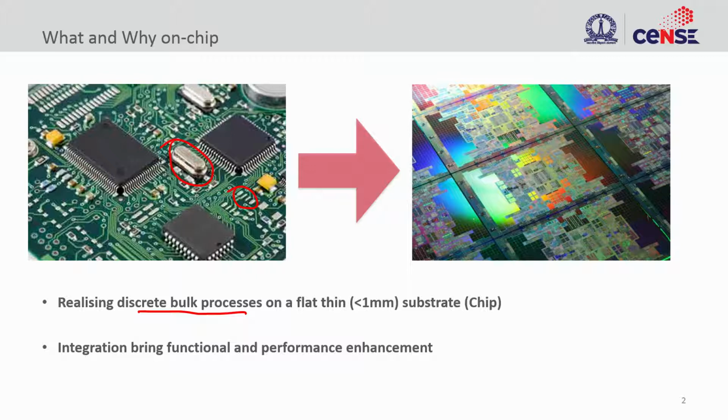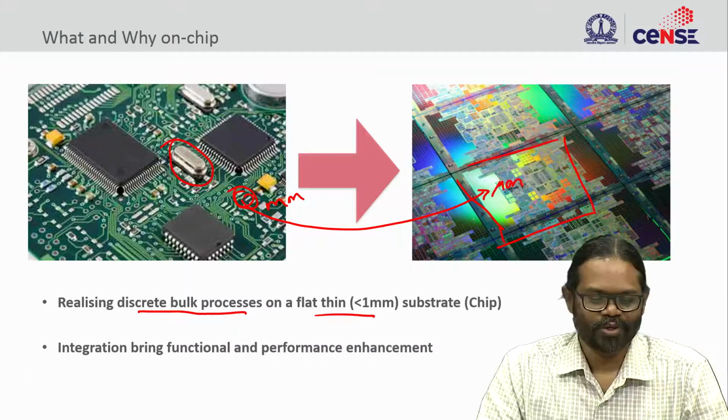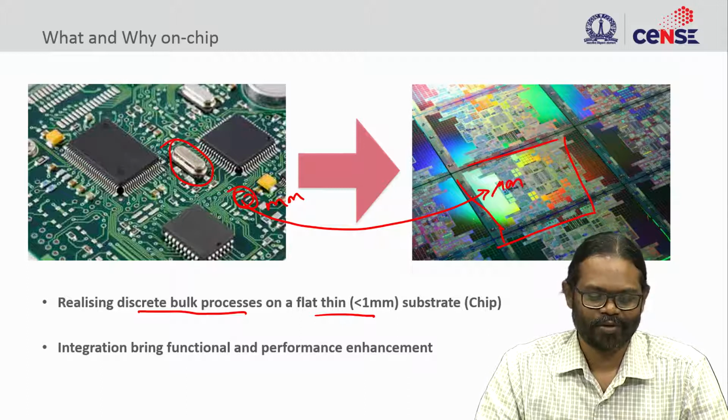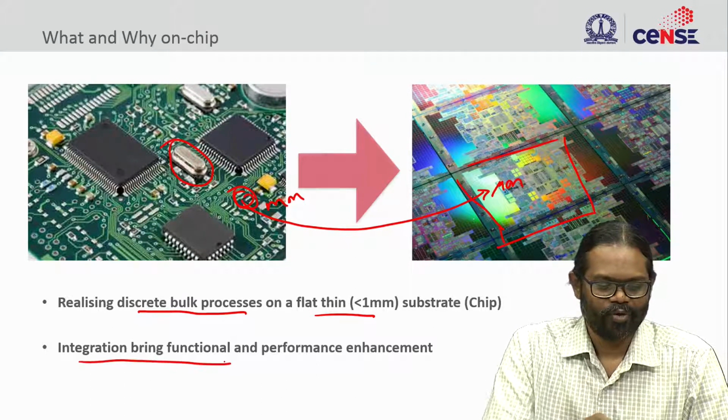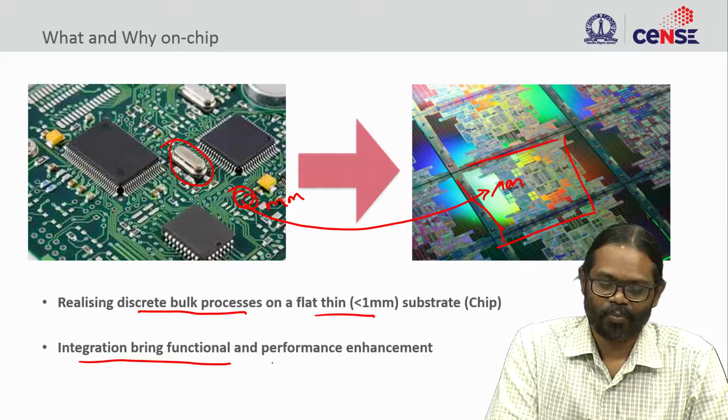But if you want to miniaturize this and increase the functionality, the best way forward is to make it on a single flat substrate. That is what we call a chip, a reasonably thin substrate, and all the components that we saw here are miniaturized. They are now very small. You are going from millimeter scale here to micrometer scale, in some cases nanometers. This miniaturization brings a lot of advantage. The integration of all these components is going to bring functional enhancement and also performance enhancement.